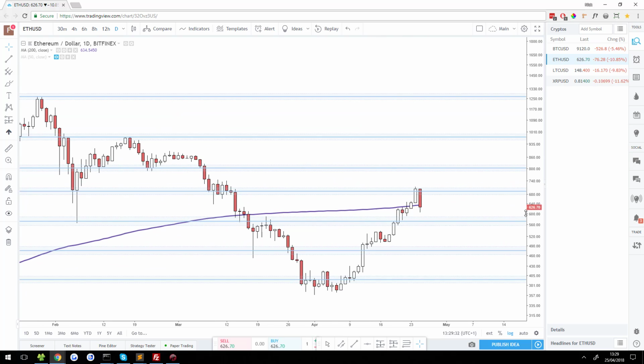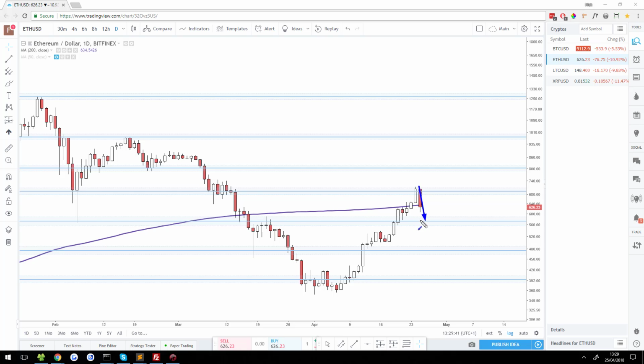Let's look at Ether. Ether has broken above that 200 moving average. It's hit resistance and it's pulling back right now. I'm going to be looking for similar things on Ether. It's in an uptrend, so with Ether, I'm going to be looking for trades off of this support area. I'd like it to maybe dip back down and hit that support area.